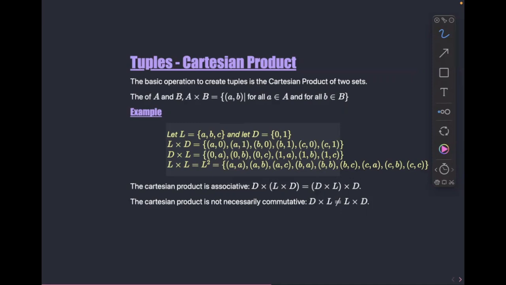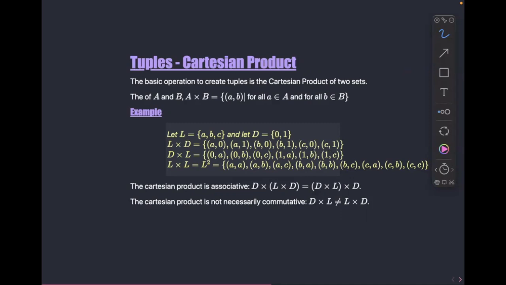Here I did it where I used L and D as my two sets, and A, B, C are the elements of L, and 0 and 1 are the elements of D. So if I take the Cartesian product of L and D, the first element should be an element from L, the second element should be an element from D, and it should be all combinations of those elements.